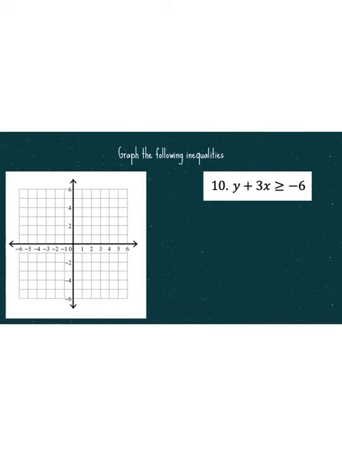Okay, number 10, y plus 3x is greater than or equal to negative 6. So I'm going to rewrite that. Y plus 3x is greater than or equal to negative 6. Okay, y is not by itself, so minus 3x, minus 3x. Those are gone. Y is going to stay the same. I have negative 3x minus 6. Looks good. Don't need to do anything else with it.